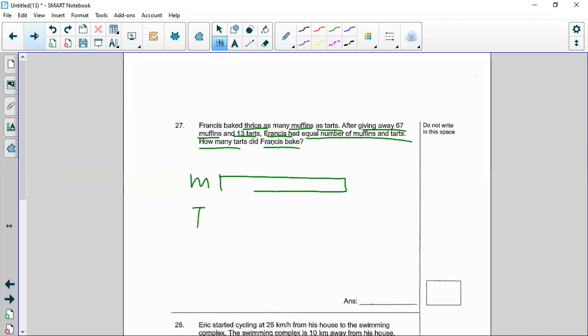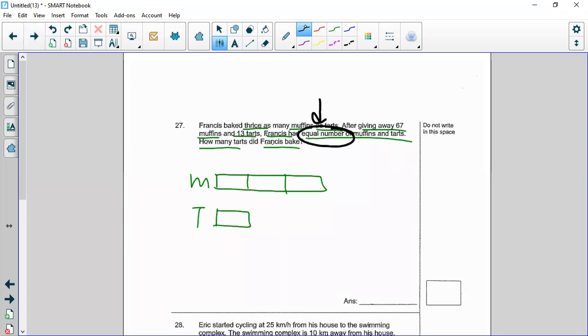So the muffins is 3 times, right? And the tarts is 1 time, okay? Let me draw a bit nicely, not proportional. But you don't have to be perfect in your drawing. Just make sure that your drawing is neat and as proportional as possible. And after giving away 67 muffins and 13 tarts, Francis had equal number.